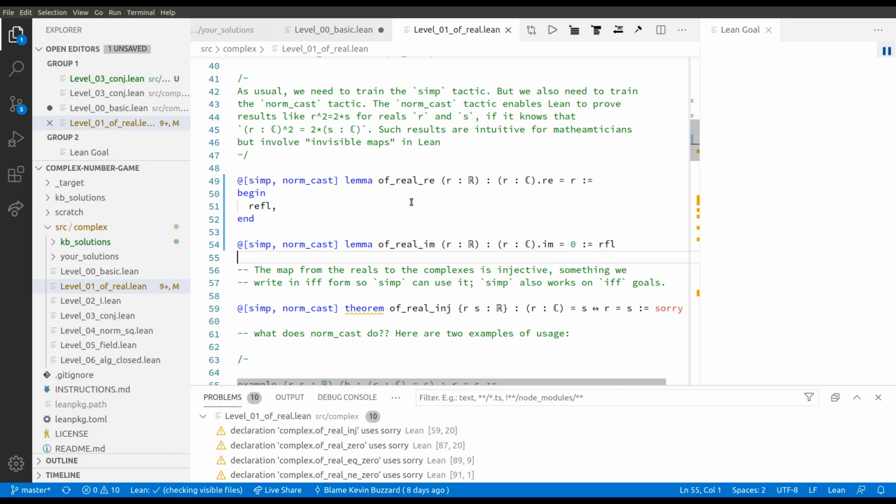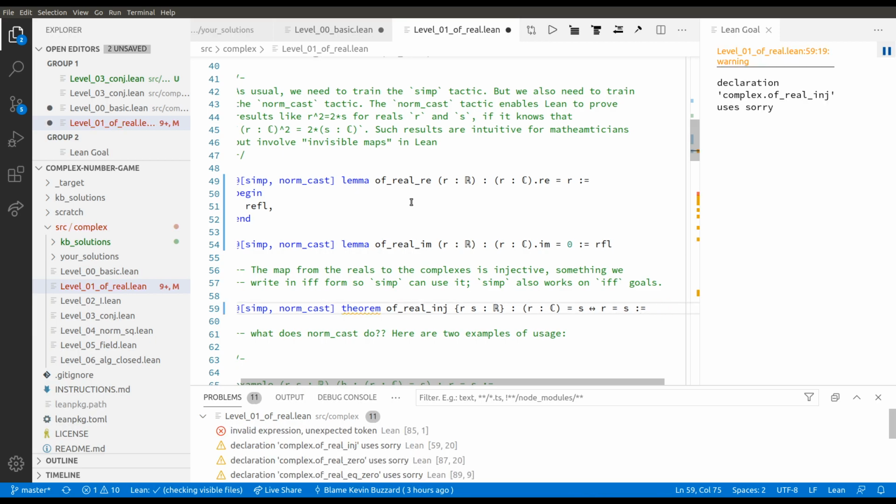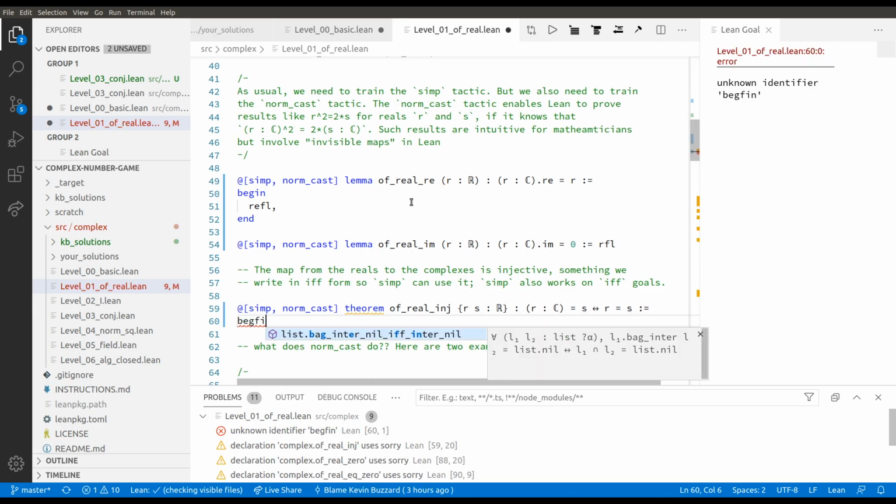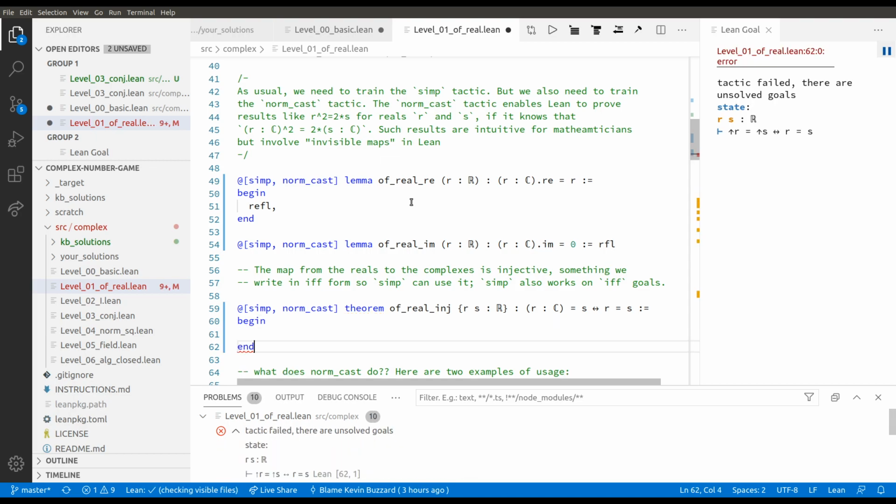So the map from the reals to the complexes is injective. Right, so now we have to do... Oh, before we start on this, I should tell you something else.